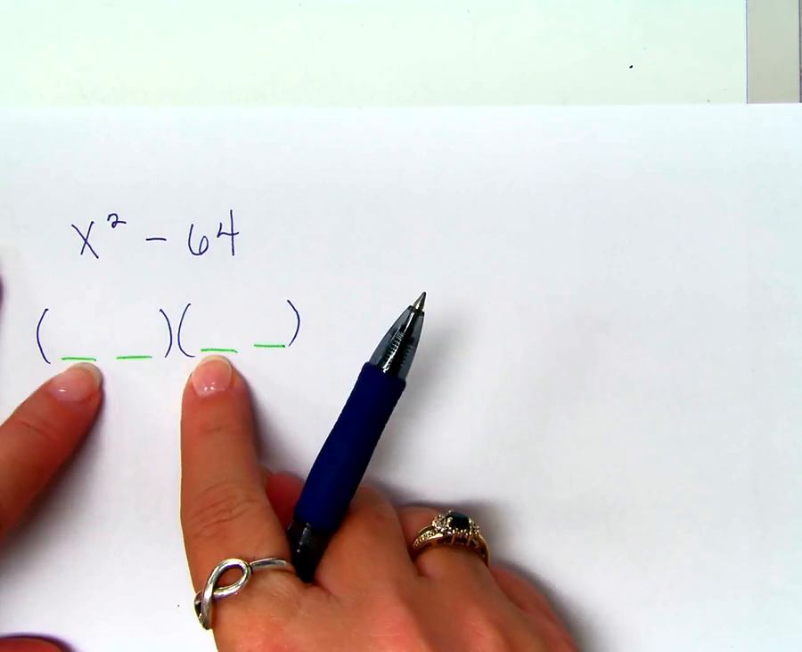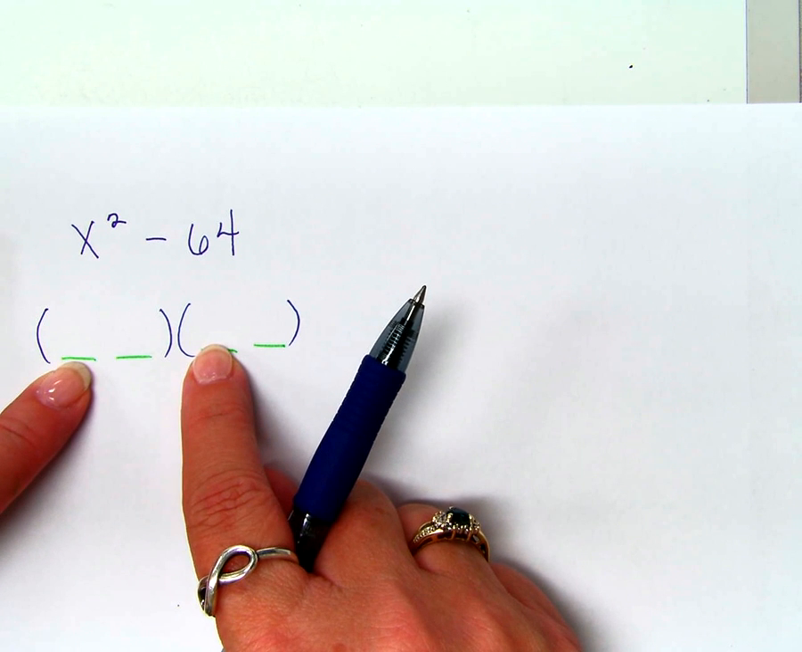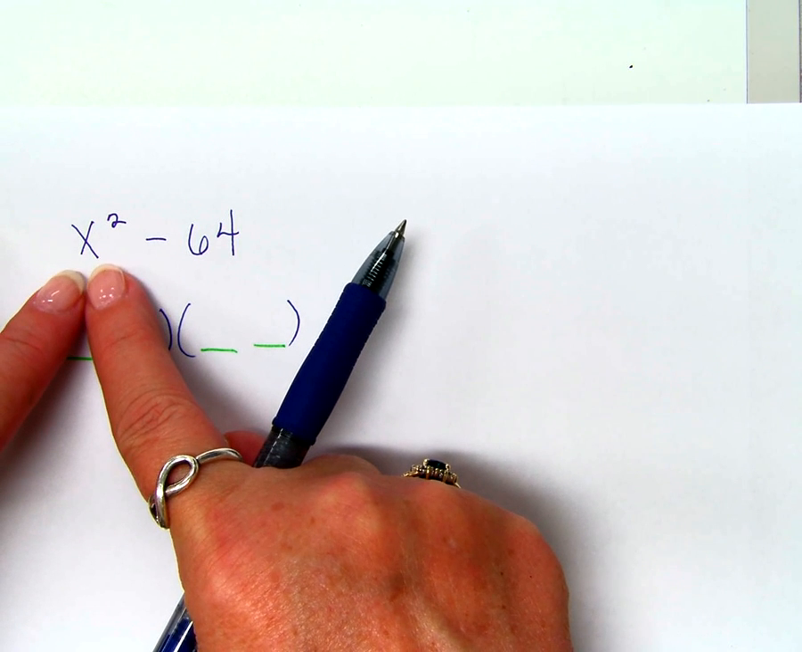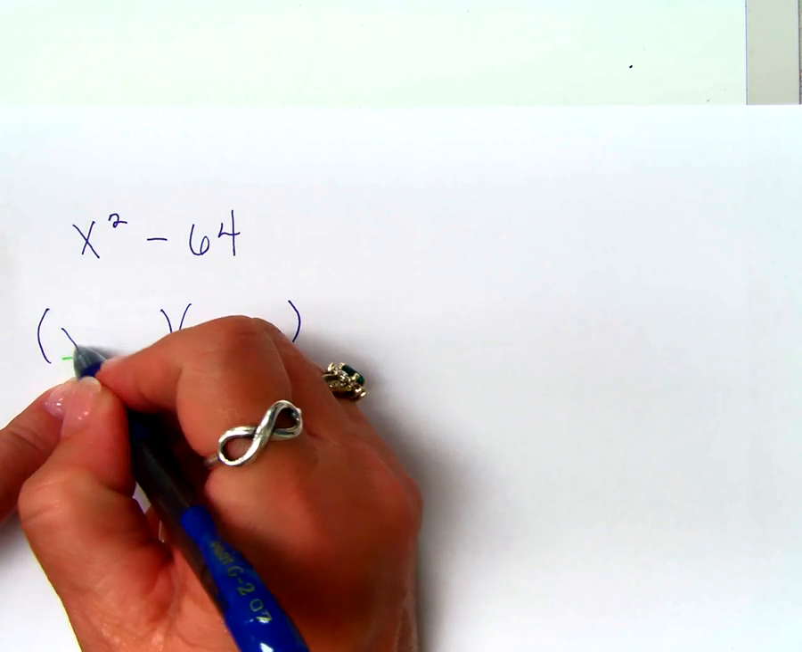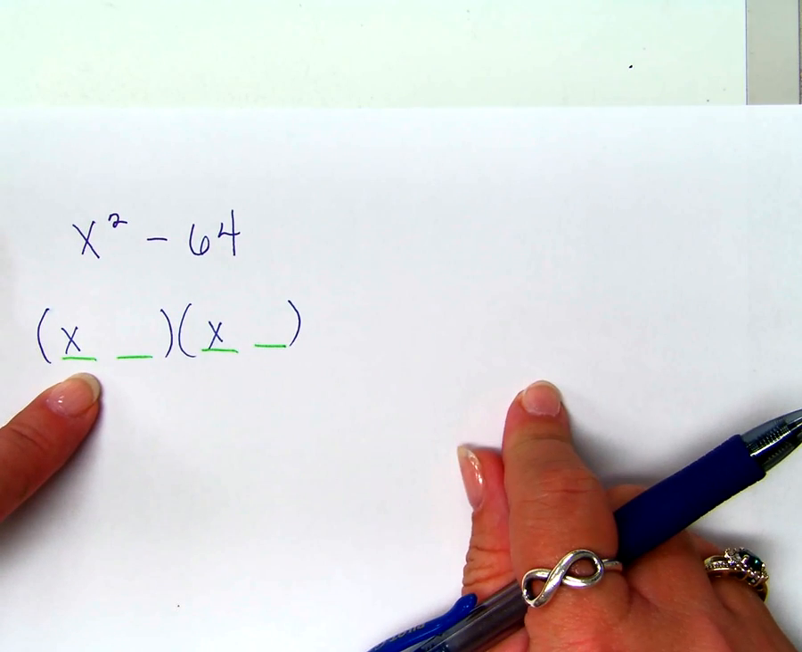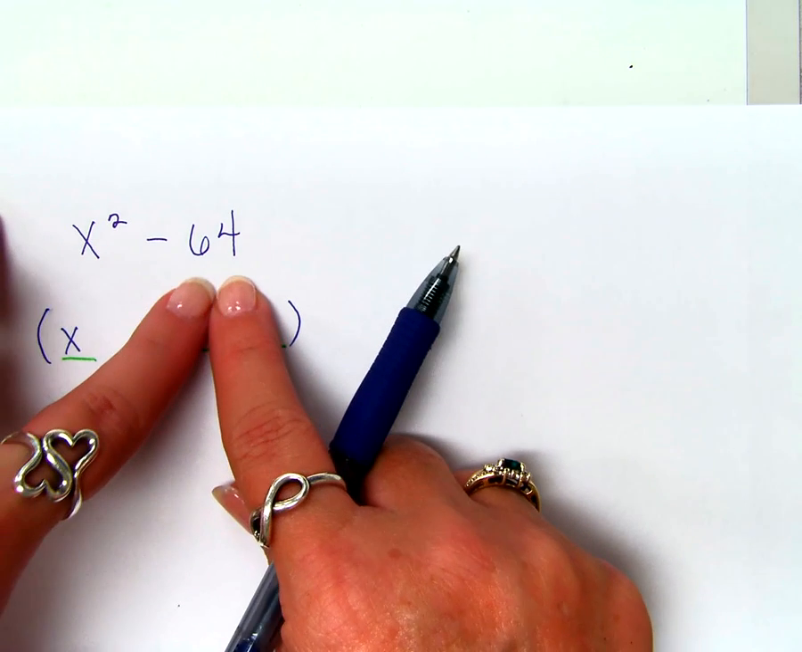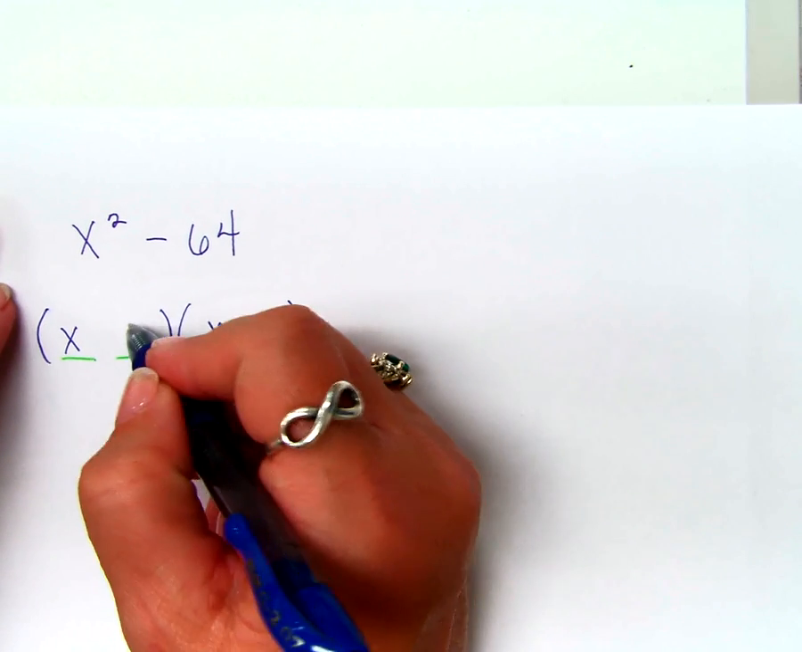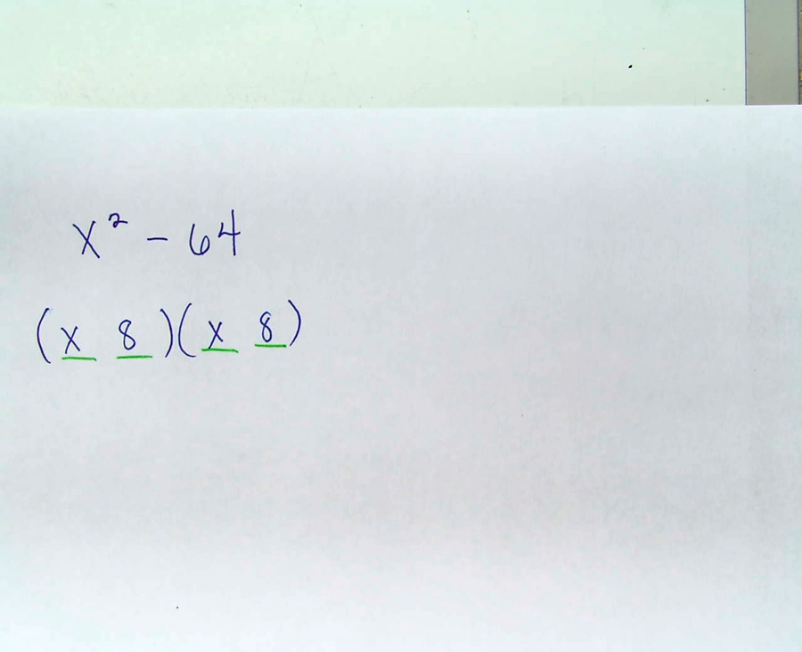Two binomials. Now the really cool part about these binomials is that the first term in each of the binomials is exactly the same. It's whatever the square root of the first term is. What is it? X. So here and here is x. The second term in each binomial is the square root of the second term. What? 8. So this is 8 and this is 8. What are we missing? The signs, right?